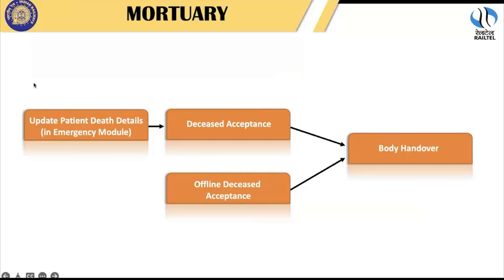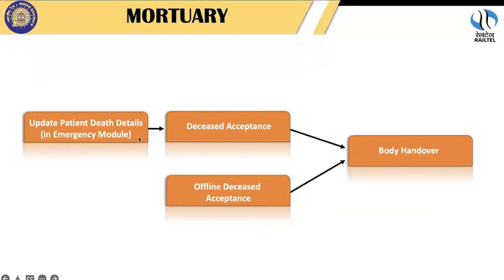So broadly speaking, the process that gets covered in the mortuary module is that the patient can come to the emergency casualty wing. When they are in a particular ward or in the admission stage, their patient details and death details need to be updated there. So after updating the death status of the patient, the dead patient has to be accepted in the mortuary.